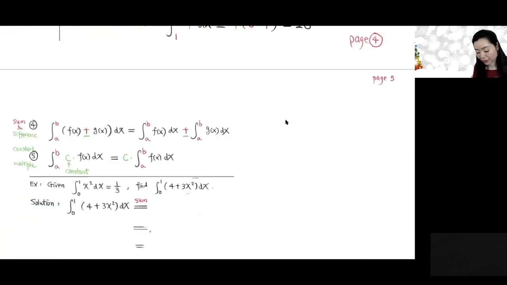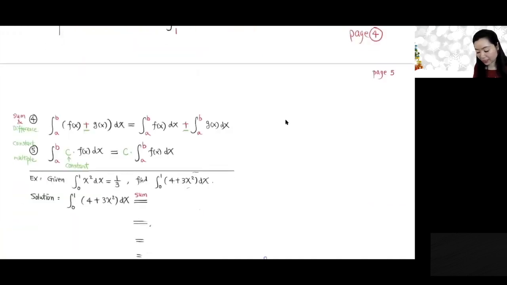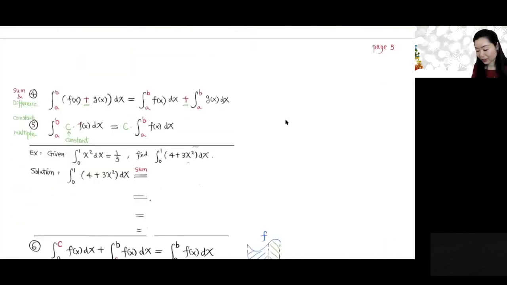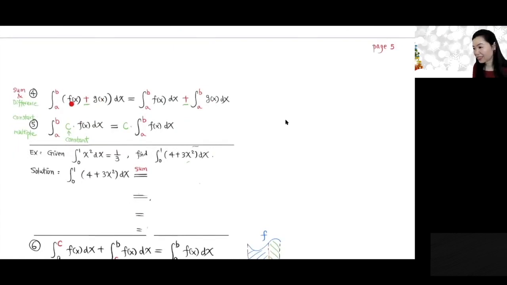The next property over here is the sum and difference property of integrals. When you integrate the sum of two continuous functions, that will be the sum of the integrals of these two functions. When you have the integral of the difference, that's the difference of the two integrals over here.